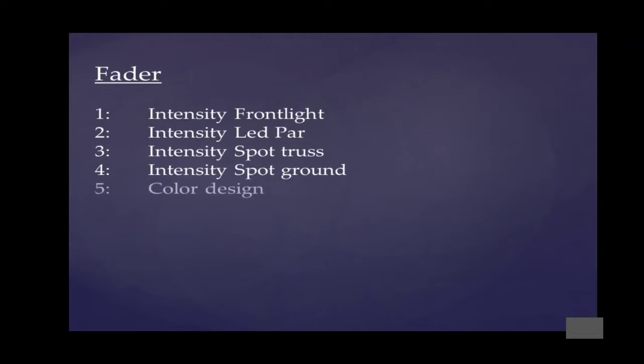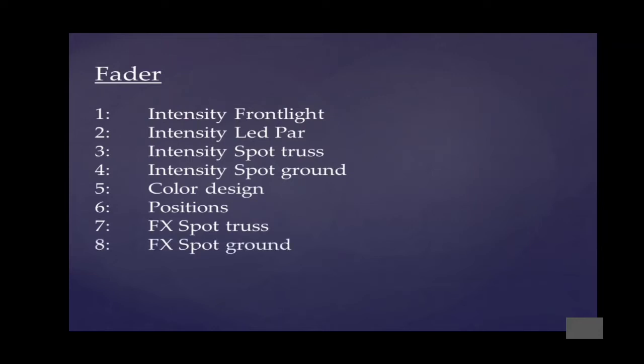Now we're going to make a fader for our color designs, another fader for the positions, an effect fader for all the moving lights hung in the truss, and another effect fader for the spots on the ground. Then here we got a speed fader. The speed fader will be assigned to the intensity of the LED bars, the spots and the other spots. And last but not least, a fader to change the iris on the zoom. And here we're gonna use a crossfader.